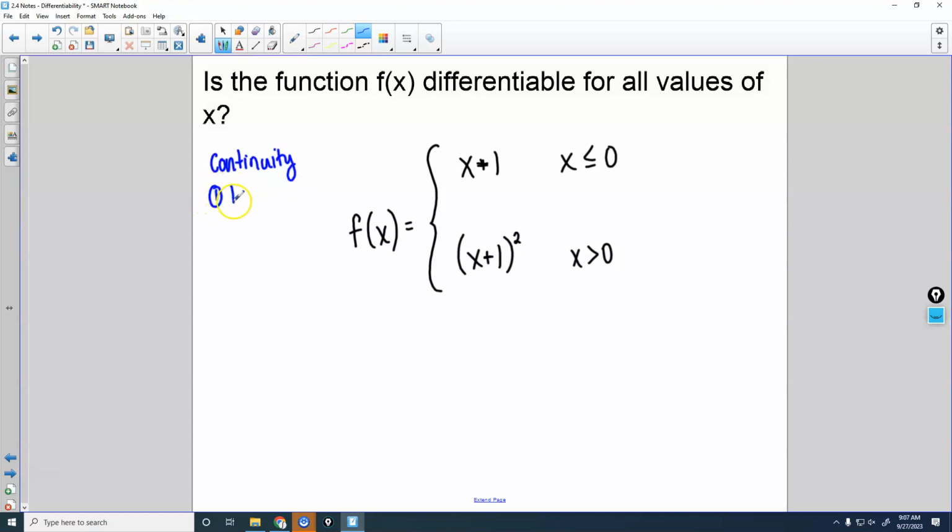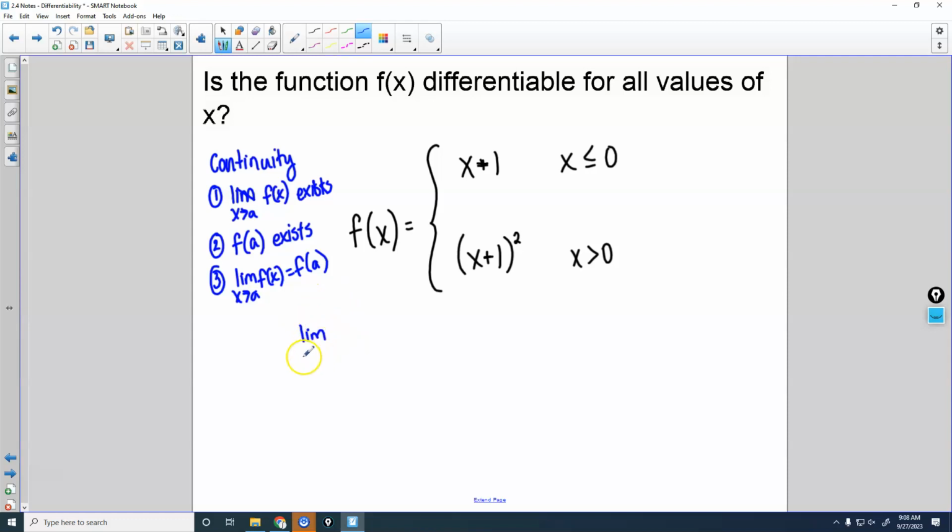We've got to show that the limit as x approaches a of f of x exists. We've got to show that f of a exists. And we've got to show that the limit as x approaches a of f of x equals f of a. For this particular problem, since it is a piecewise function, to show the limit exists, we've got to do the limit from the left and the limit from the right.